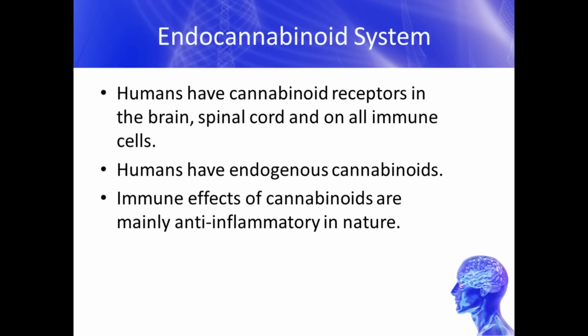Interestingly, in the past couple of decades, it has been discovered that humans have an endocannabinoid system. We have cannabinoid receptors throughout the brain and the spinal cord. And every cell in the immune system that's been looked at has a cannabinoid receptor. Humans make endogenous cannabinoids. These are chemicals, two of which have been identified, that work at these receptors and have effects like the cannabinoids found in the plant material itself.